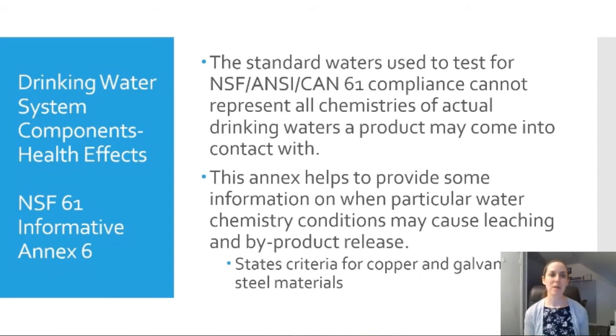And so in recognizing this, the NSF 61 standard created the informative Annex 6 within their standard. And what this annex does is it helps to provide some information on when particular water chemistry conditions could cause leaching and byproduct release. And it has specific criteria for copper and galvanized steel materials. And I'm going to go over a little bit of the copper portion of Informative Annex 6. The galvanized steel portion requires a couple different water quality parameters and some equations to be performed before it can say whether or not a particular water might be aggressive to galvanized steel materials.